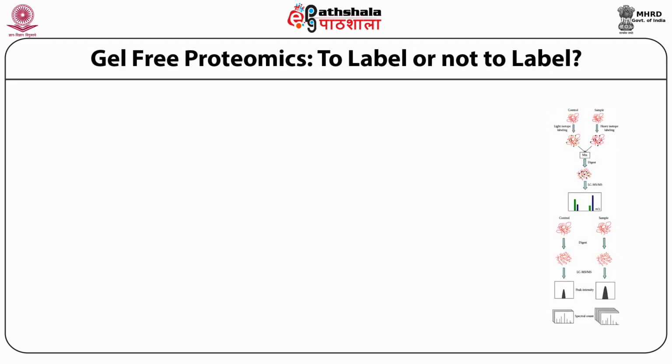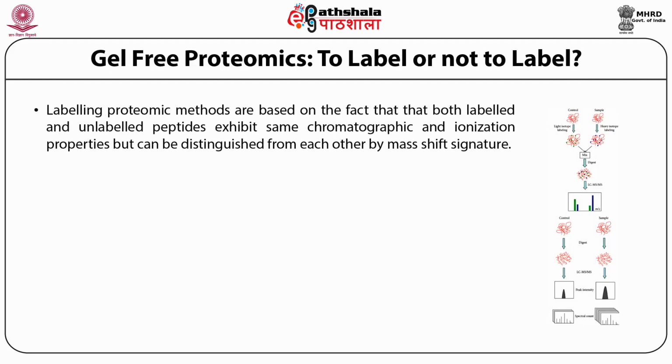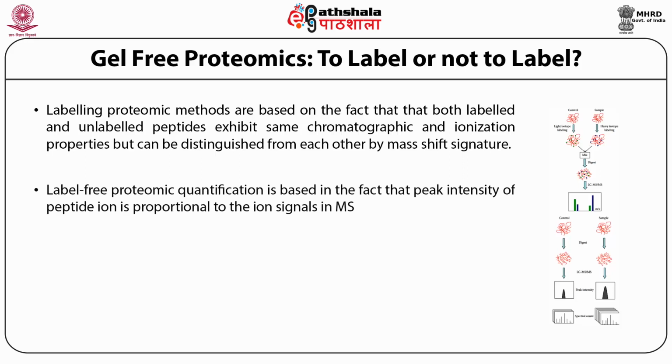Gel-free proteomics: the question is to label or not to label. Labeling proteomic methods are based on the fact that both labeled and unlabeled peptides exhibit the same chromatographic and ionization properties but can be distinguished from each other by mass shift signatures. Label-free proteomic quantification is based on the fact that peak intensity of a peptide ion is proportional to the ion signals during the mass spectrometric analysis.